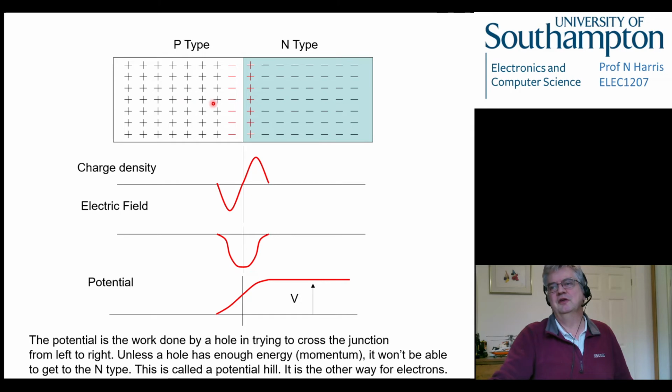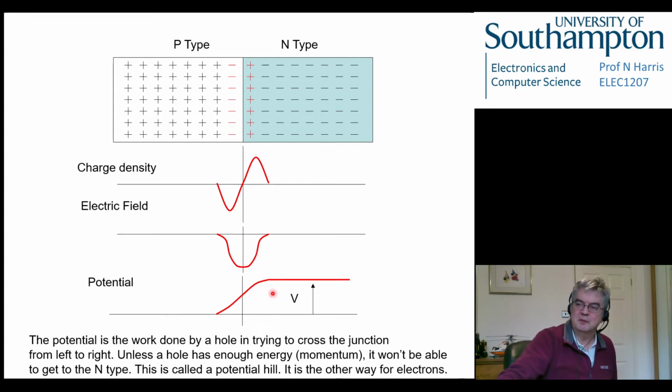If it hasn't got enough energy, it will get bounced back again, and you've got millions of these things bouncing up and down up this hill, and this is called a potential hill. So if it's got enough momentum in terms of energy to get up this potential hill, then it can get from the P-type into the N-type, but there's this sort of barrier of electric field that's stopping it and repelling it back again, and they're all trying to do this. So if you give them enough energy, they will get up the hill.